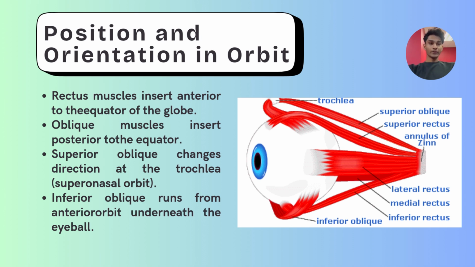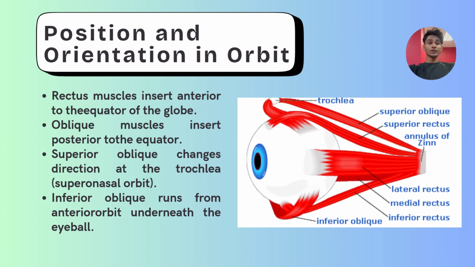Now let's talk about where the extraocular muscles are positioned in the orbit and how they attach to the eye. The four rectus muscles, that is the superior, inferior, medial, and lateral rectus, all come from the back of the orbit, a point called the annulus of Zinn. They move forward in straight lines and attach to the front part of the eyeball, just before the middle part, which we call the equator of the globe. Because they attach in front of the equator, they move the eyes mostly up and down, left or right.